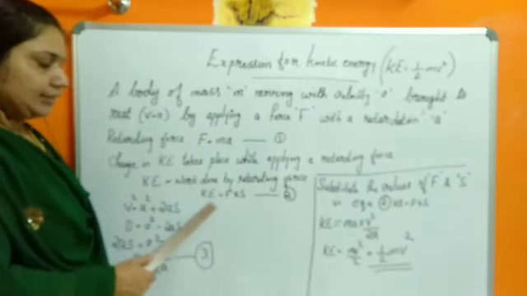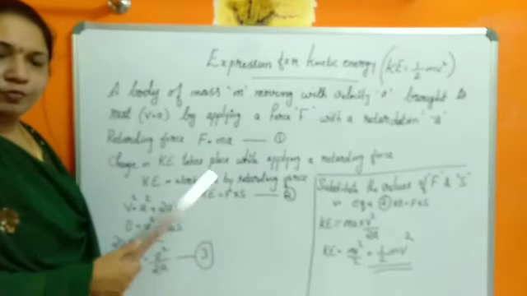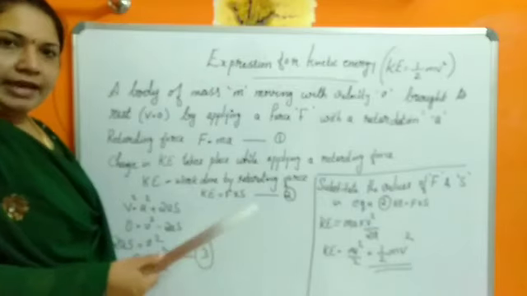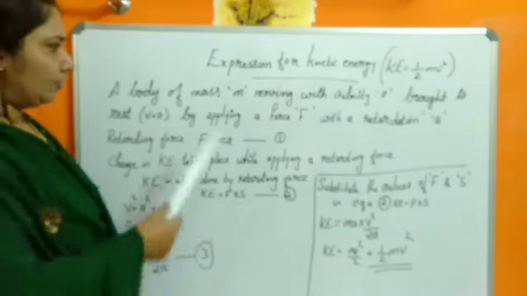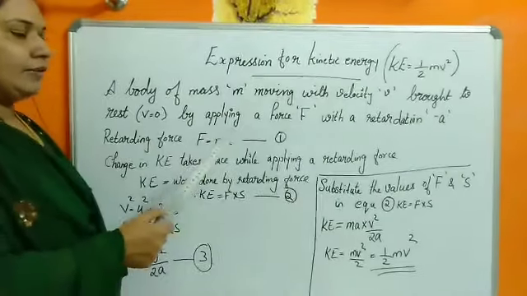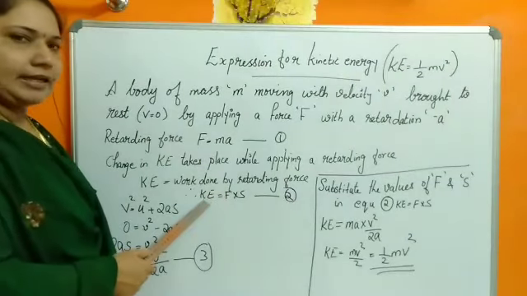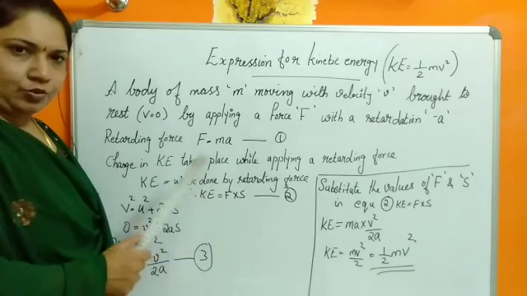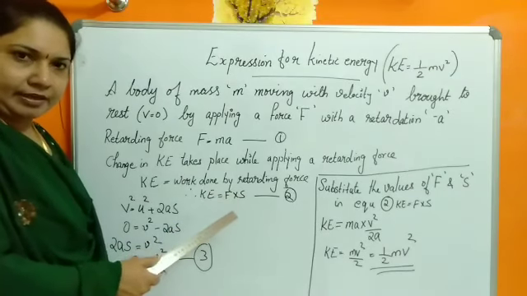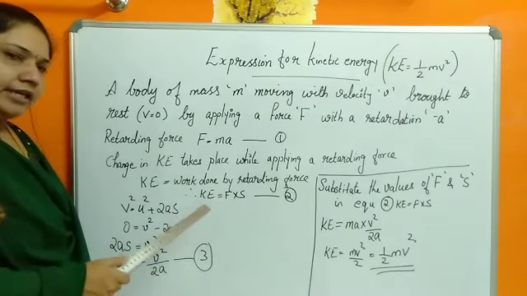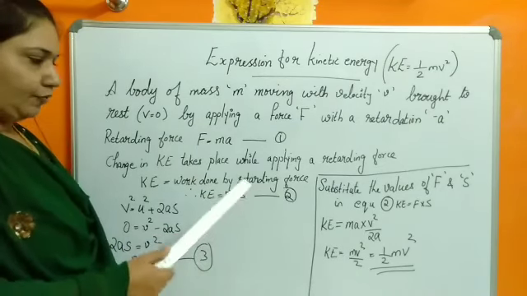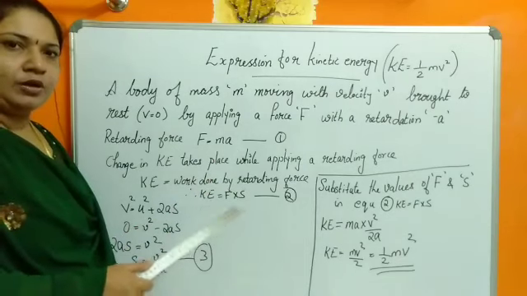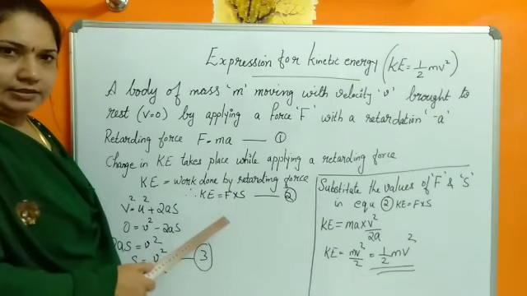So energy is force into displacement, or work done is force into displacement. Energy can be any sort of energy. In the case of the car, or a body moving with a velocity, we will consider kinetic energy. Work done is force into displacement. Energy is the ability to do work, so we will have the same formula for work done and energy.